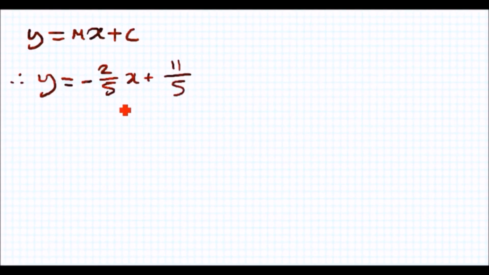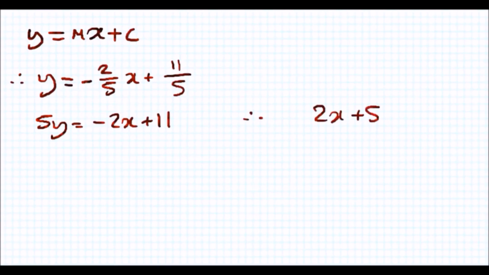Multiply the whole equation by 5 to get rid of the fraction. We're going to get 5y equals -2x plus 11. And finally, making it into the form ax plus by, plus 2x to give us 2x plus 5y equals 11. And that's it, guys.